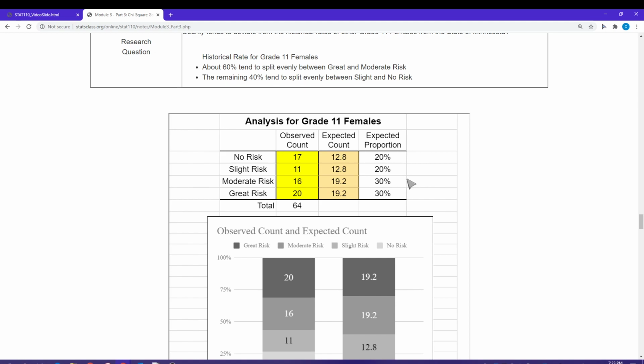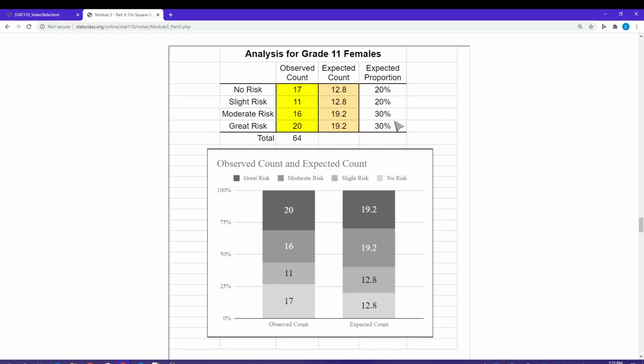So in this example, all of the expected proportions are not the same like they were above. To get the expected counts, I just need to take the total again, 64, and multiply that by 0.20. That's 12.8. That's going to be the same expected for the no risk and slight risk because the expected proportions are the same. To get 19.2, what I did is I took 64 and multiplied it by the 30%.